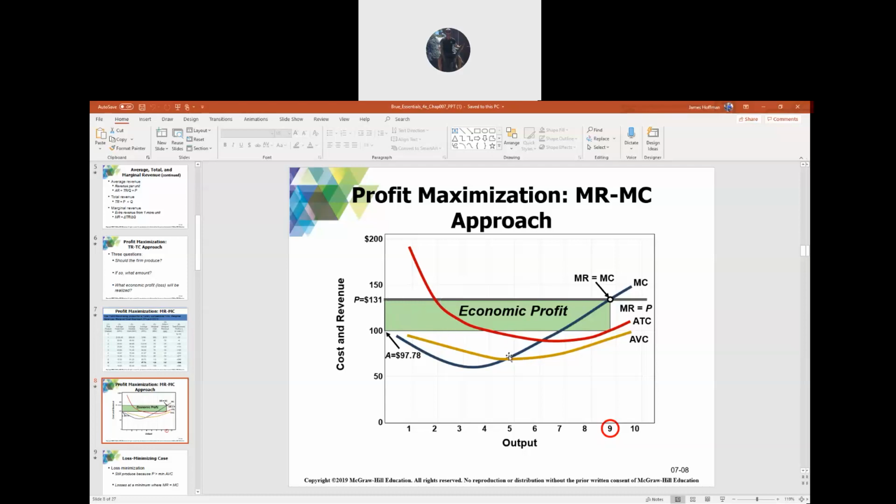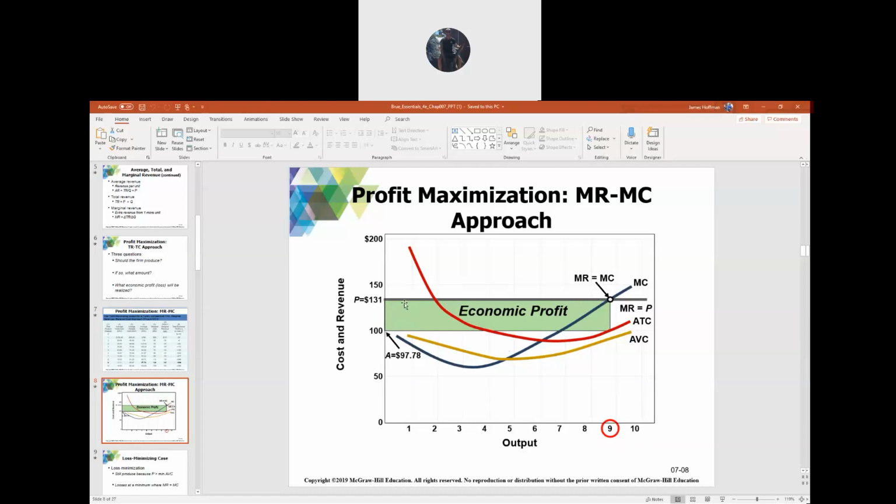We're trying to find the condition where MR equals MC. This blue line is MC, and this gray line is MR. When they're both equal, right there, the output at which they're equal is 9. So this is the output we would choose. Again, if you calculate profit anywhere below 9, you're going to get a worse outcome, and if you calculate profit anywhere above 9, you're going to get a worse outcome, because that's the sweet spot for this firm.